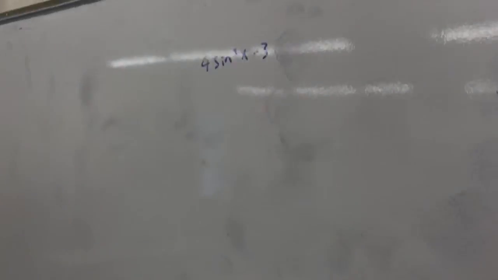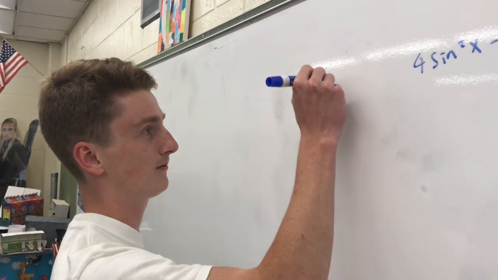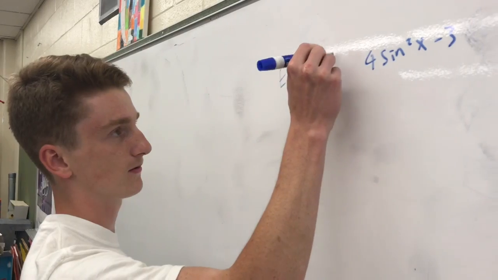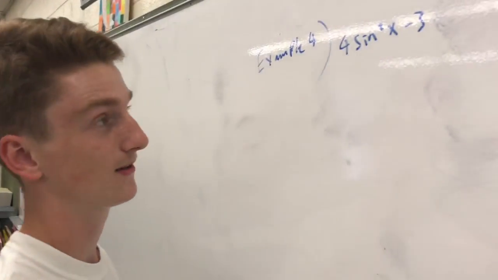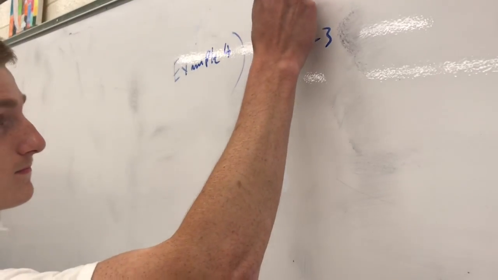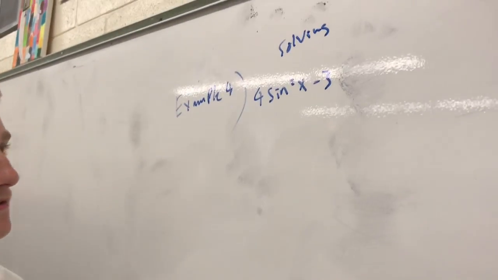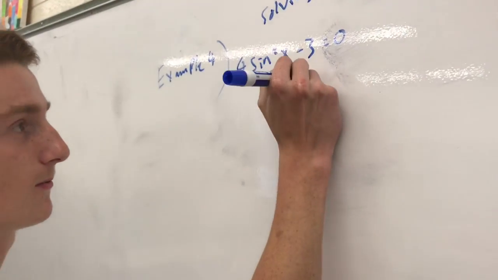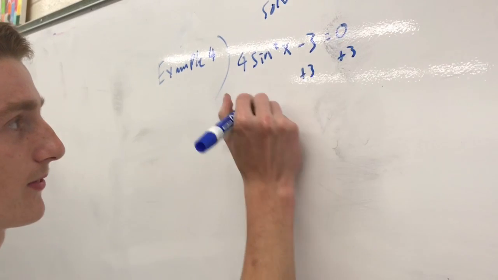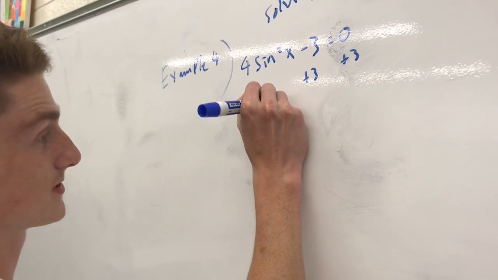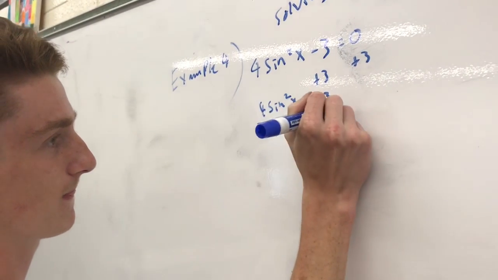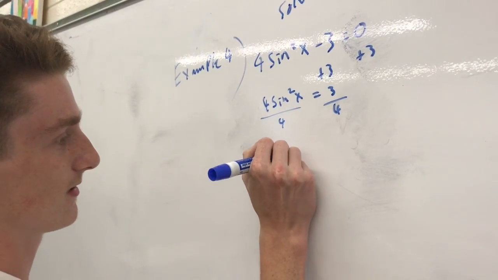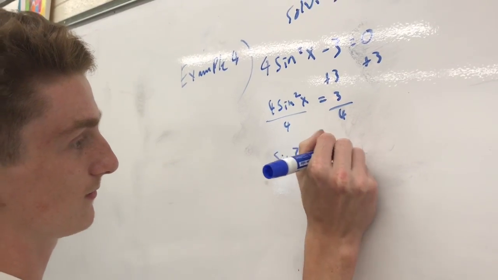All right. So last example, example 4. So we're covering the last topic of this unit, Unit 8, which is solving. So how are we going to solve this? Well, first of all, it is equal to 0, so we add 3. Add 3, so then you get 4 sine squared of x equals 3. Divided by 4, divided by 4, sine squared of x equals 3 over 4.